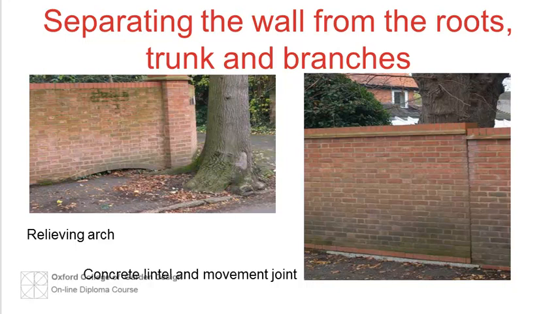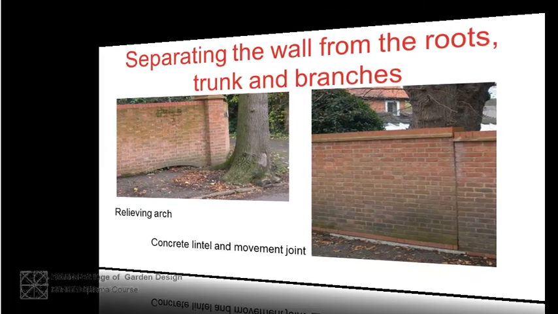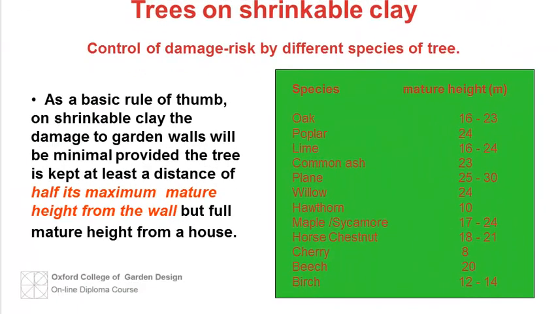Movement joints in the wall allow small differential movements to take place in each section of the wall without cracking. You have particular problems if you are building a wall on shrinkable clay or peat soils, and a large tree is either growing or has recently been removed from near the position of the proposed wall.